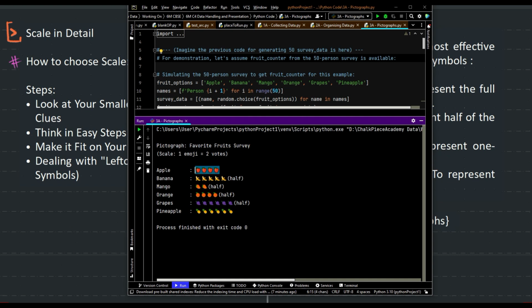For example, here it represents 8 people, 8 votes, because one emoji is taking up 2 votes. Each emoji represents 2 votes. So obviously 4 of them will represent 8 votes: 2 plus 2 plus 2 plus 2. So do you think it's a good idea to say one emoji is for 200 votes when you just spoke to 8 people?